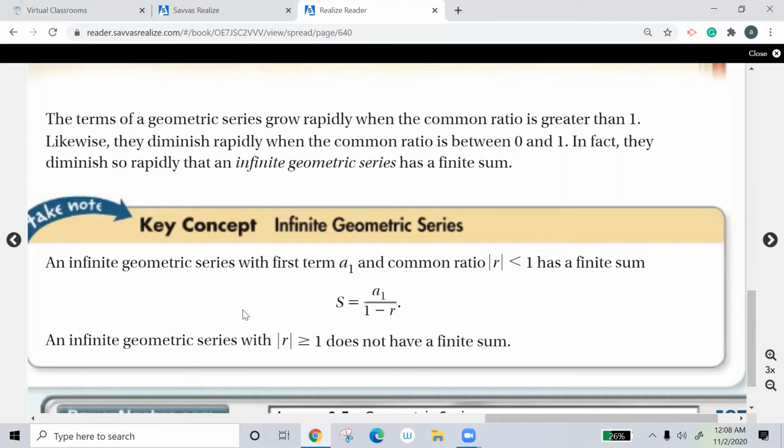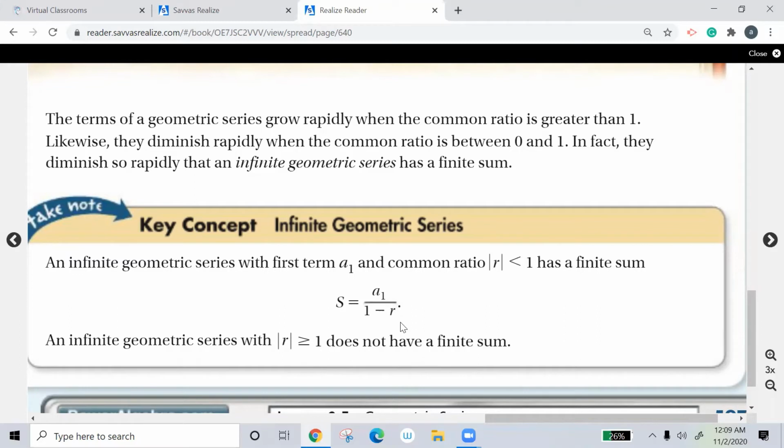Okay, next, key concept. An infinite geometric series with first term a sub 1 and common ratio, the absolute value of r is less than 1. Remember, if the absolute value of the common ratio is less than 1, it has a finite sum. We will use the formula S equals a sub 1 over 1 minus r. And an infinite geometric series with absolute value of r greater than or equal to 1 does not have a finite sum.